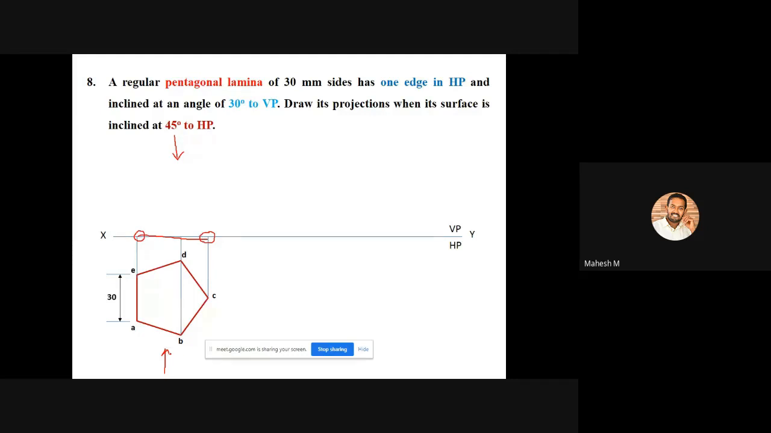So while looking from this direction, you will see the front view. That means you can able to see these 3 points. So you can able to see this A point and B point, and also you can able to see this C point. You can't able to see these 2 points, that is called D and E.